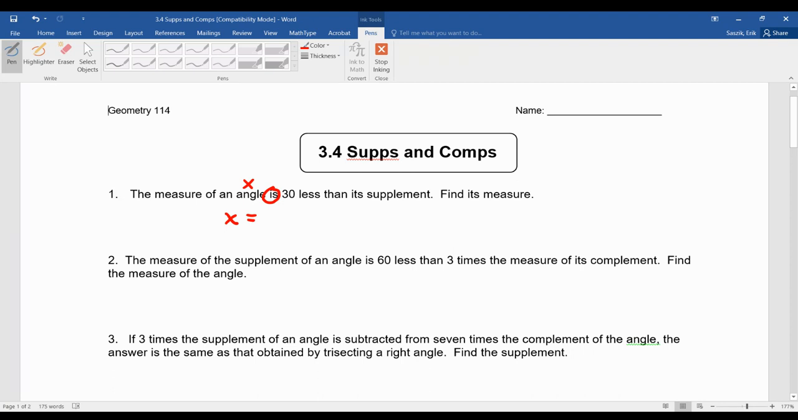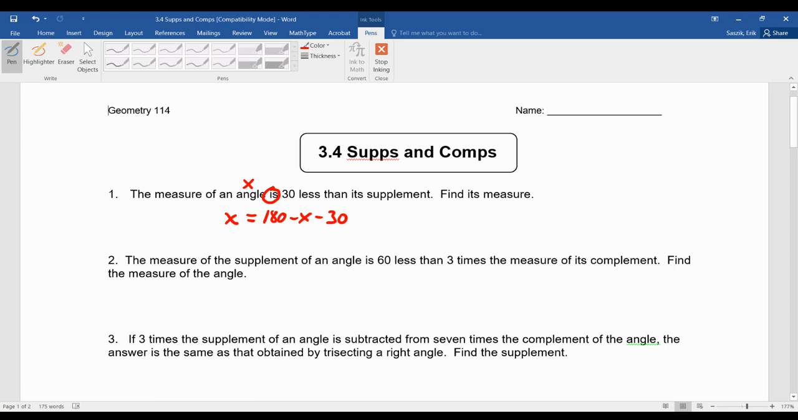Now, this is where you've got to be careful. 30 less than its supplement. Well, 30 less than means subtracting 30 from something. So it's not 30 minus, it's something minus 30. And we're subtracting from its supplement. Well, if we call the angle x, the supplement has to be 180 minus x, right? Because supplementary angles add up to 180 degrees. And then we subtract 30. So there we go. The measure of an angle is 30 less than its supplement.